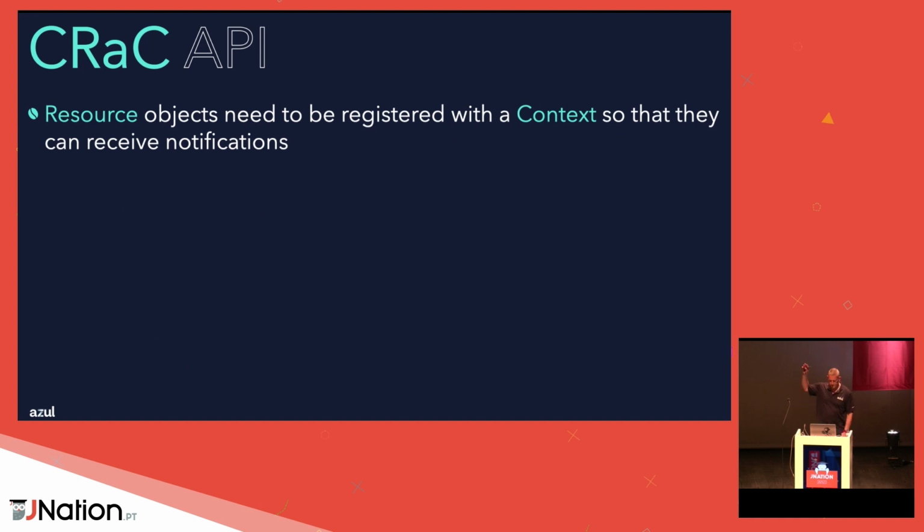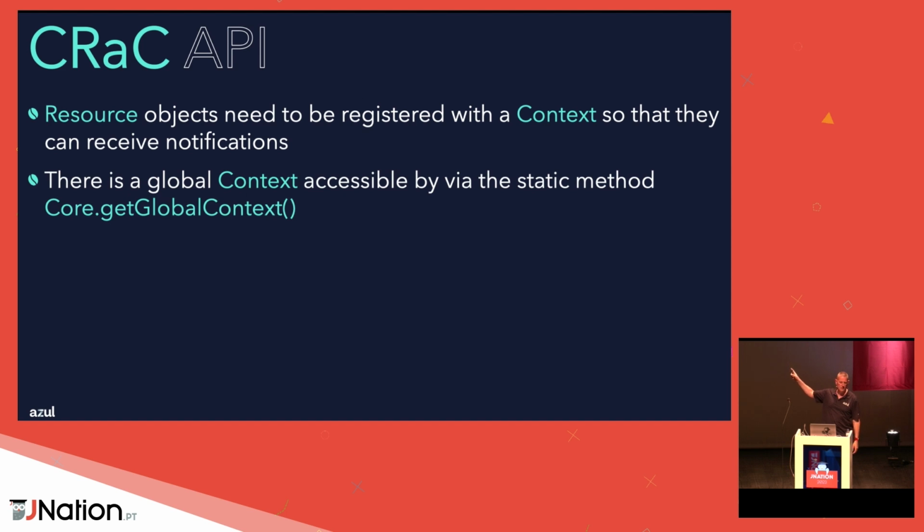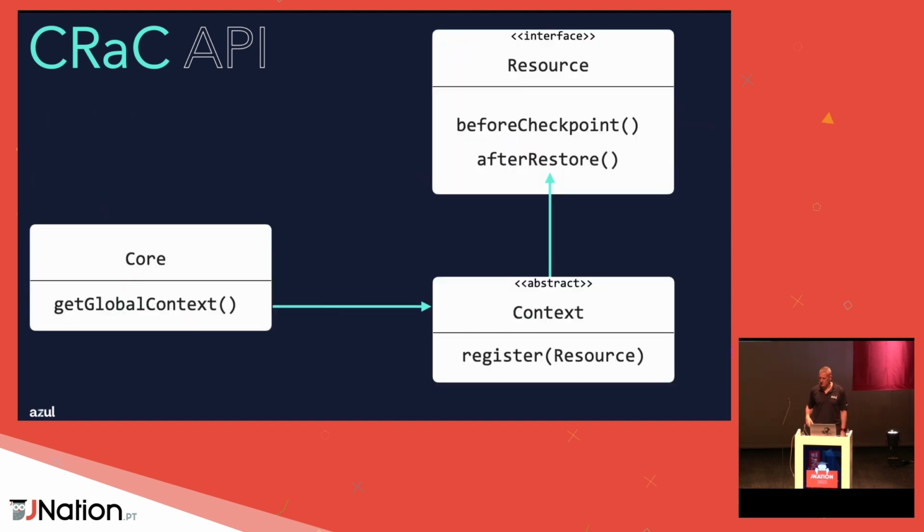So that means you have your resource, you need to register that somehow into the JVM, because by only implementing the interface, the JVM has no idea what interfaces you implement somewhere. So to make sure the JVM informs these classes, you have to tell the JVM, okay, this resource I would like to register in a so-called context. There is only one context per JVM. You can get it by calling Core.getGlobalContext, and then you can just register it. So it works like this.